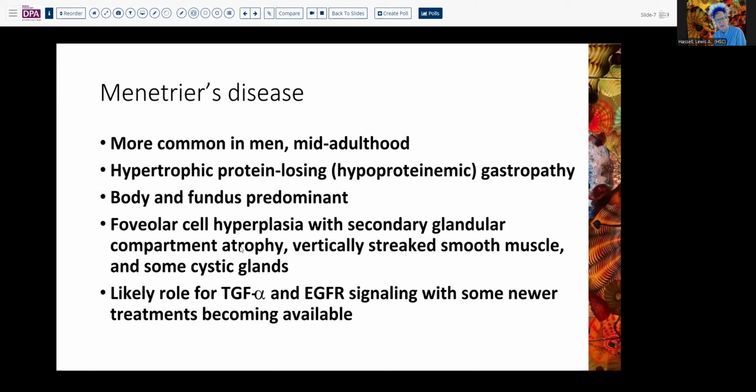And more recent investigations seem to indicate that there's a role for TGF alpha and EGFR signaling. And this is important because this may help us to transition this to a non-surgical disease because there are some newer targeted treatments that interfere with these pathways and this signaling so that the patient can avoid surgery and can actually potentially get restoration of normal functioning in their stomach.